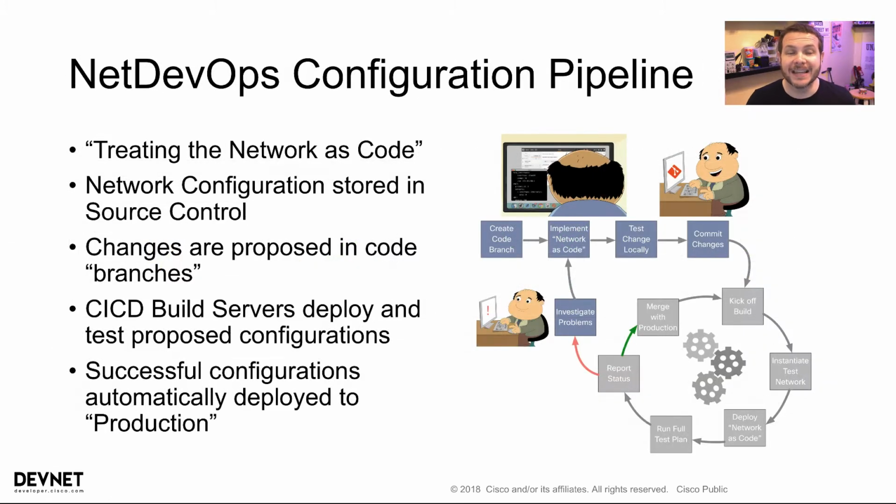What we're interested in is how we can use those same principles in a NetDevOps configuration pipeline. We'll treat our network as code and store that in source control. We'll propose our changes to the network in branches inside of source control, and our build servers will monitor the source control systems and kick off new builds when proposed changes are made. Entire test networks will be spun up automatically, onto which we can deploy the network configuration changes, test to validate that everything is working as expected, and then finally position those for deployment into a full production network.